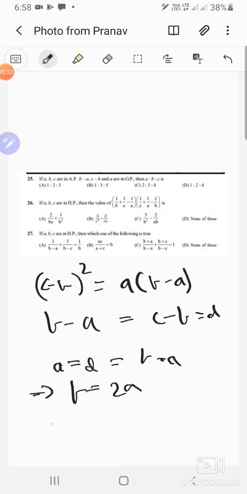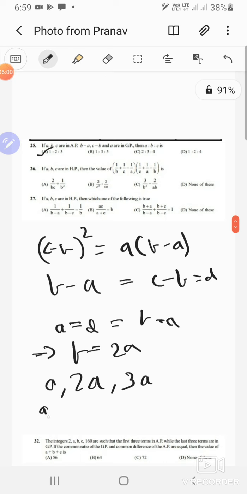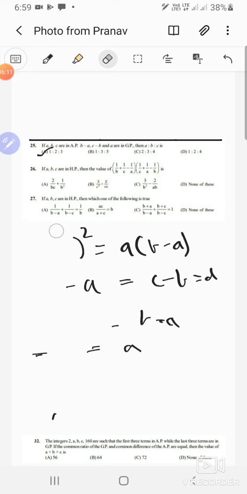So that means A, B, C are going to be like this: A, 2A, and then 3A. So A is to B is to C is 1 is to 2 is to 3. Okay, let's just check if this is really a GP then. So B minus A will be A, and then C minus B will be A and A. Oh yes, this is completely a GP with the common ratio being 1. Fine. Let's go to the next question.